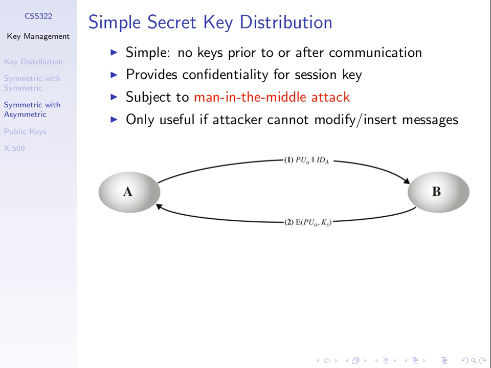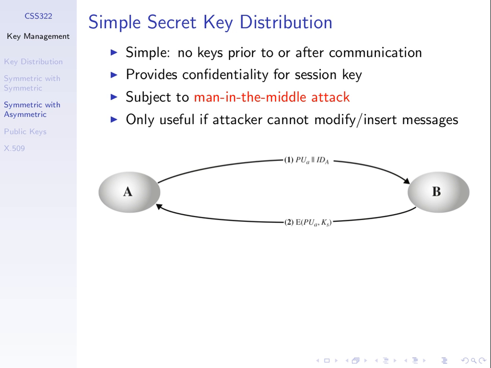With the public key of A that B thinks it has, it encrypts KS, but it's not in fact the public key of A, it's the public key of C. C receives that, C has the corresponding private key, decrypts, finds KS, and now encrypts using the public key of A the same value of KS. A receives this, decrypts with the private key of A, finds KS.